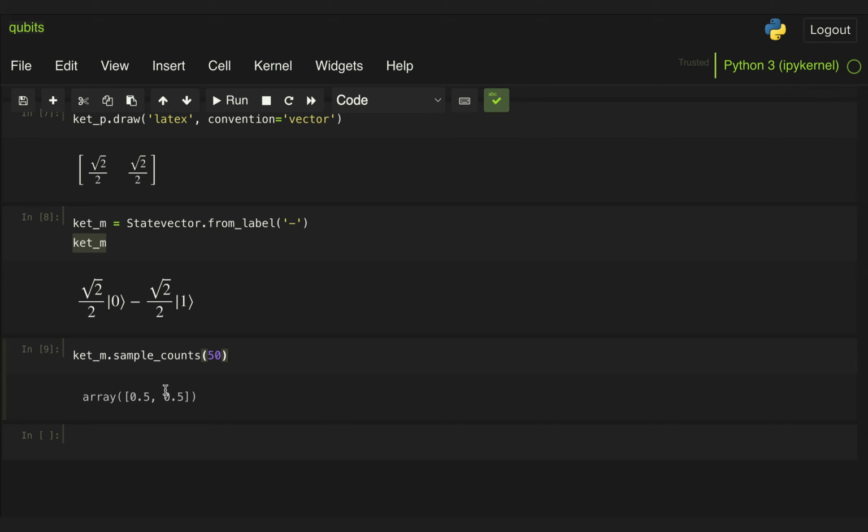So ideally, in 25 of these experiments, I should see state 0 and in the other 25 of the experiments I should see state 1, but obviously this is probabilistic, so I'm not going to get exactly 25 and 25, but it should be close to that. So here I get 23 of those experiments were 0 and 27 were 1. So these are some of the different ways in which we can represent qubits in Qiskit.